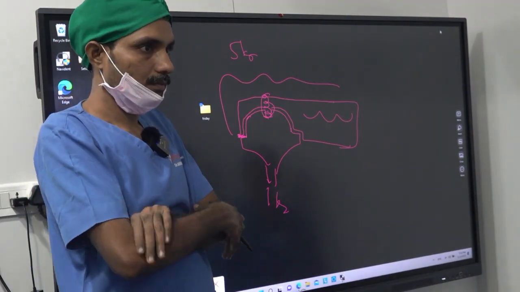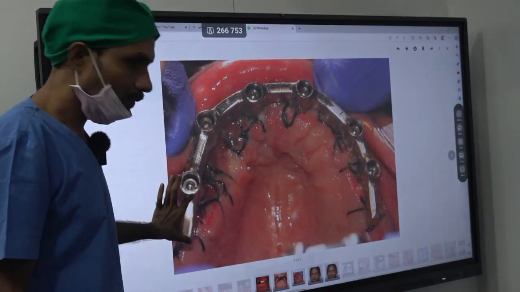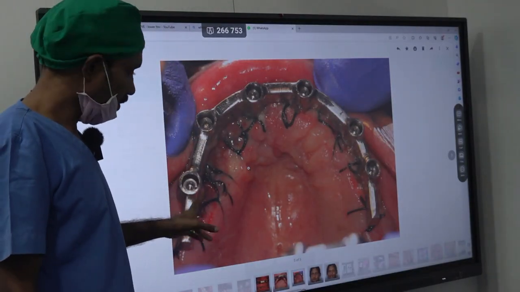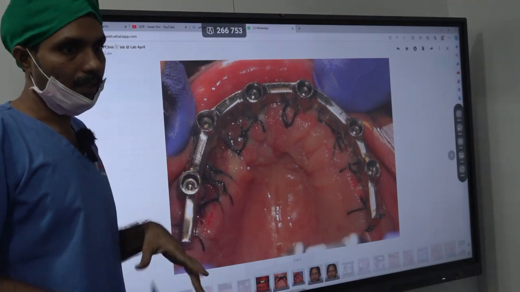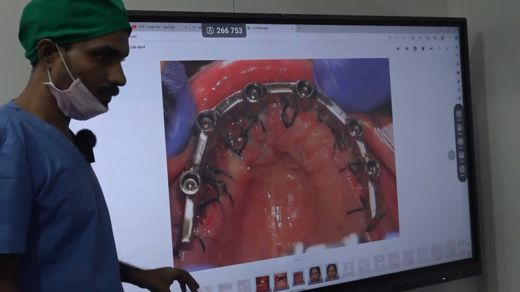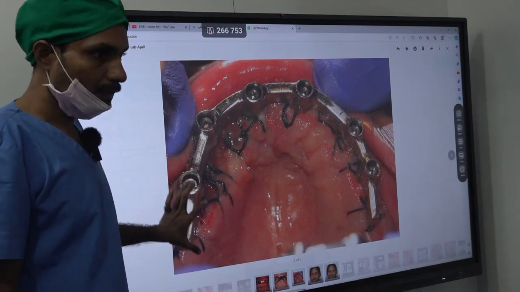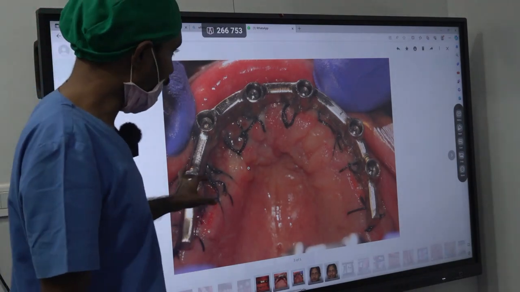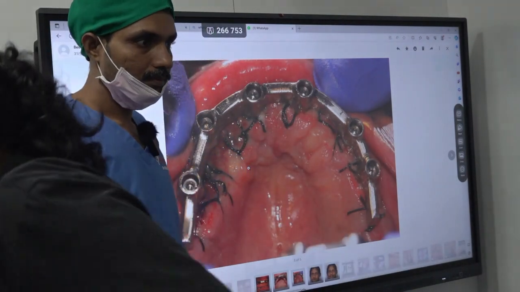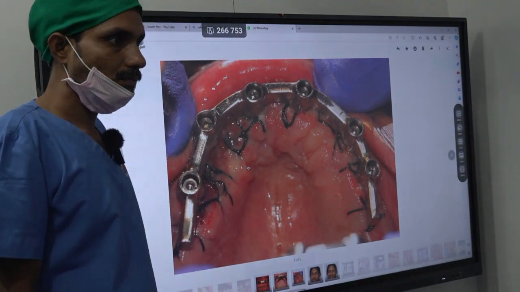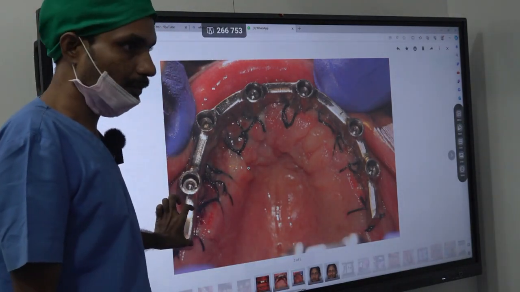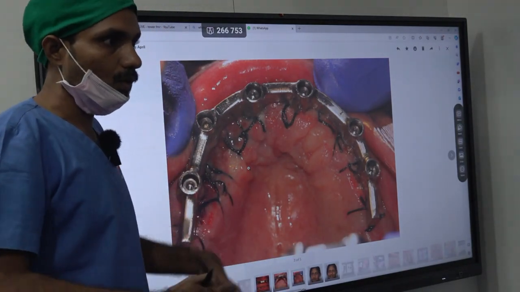Yes, Pontic design. So here we are given so much cantilever, which is not possible with cement retained, and if you do welding, this much cantilever you cannot give. You can give 3 mm cantilever, but not 10 mm cantilever. And you can reduce the number of implants. Why is that, like you cannot do in that process? Because it is a rigid frame, no? It is a bar. It takes the load very well.